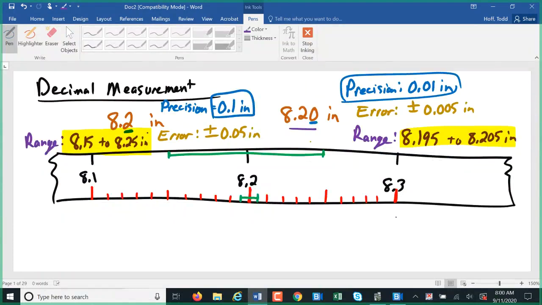When you're writing down a measurement, there's going to be times that temptation just to drop a 0 at the end of it. But unless you actually measure down to that degree of precision, you cannot put that 0 at the end of the number if it's after the decimal point.